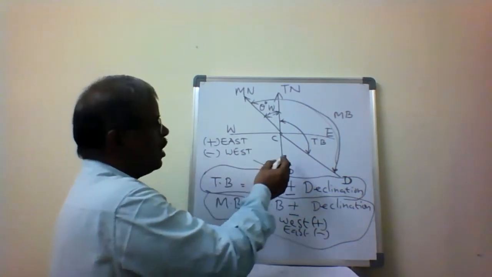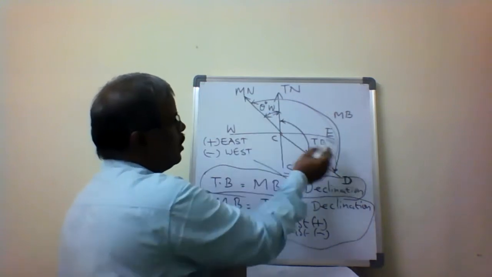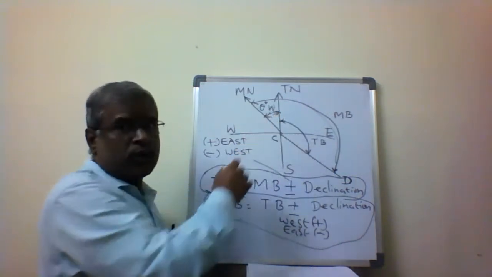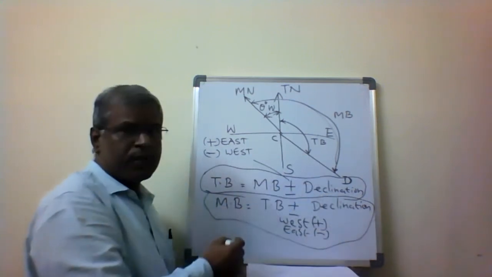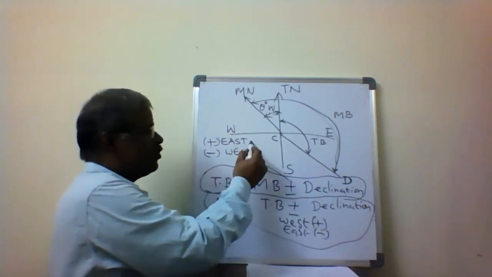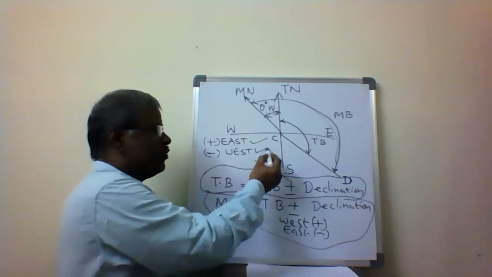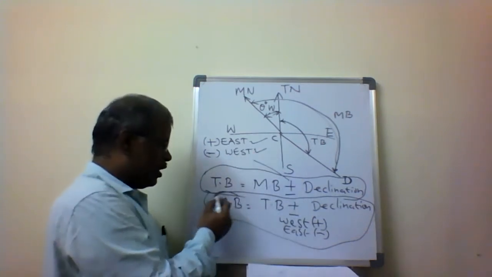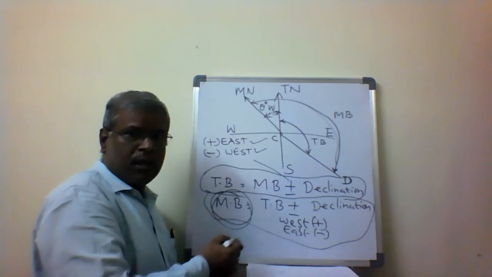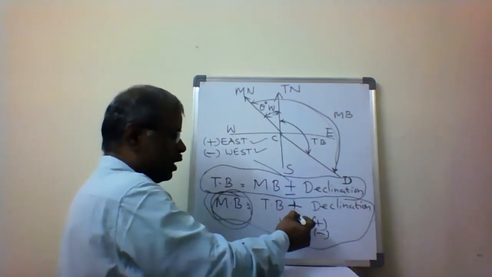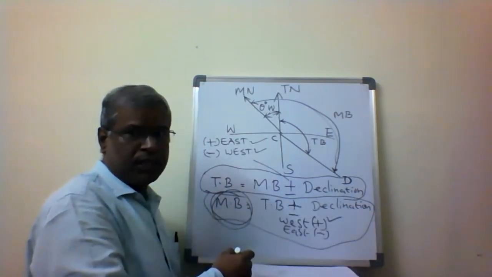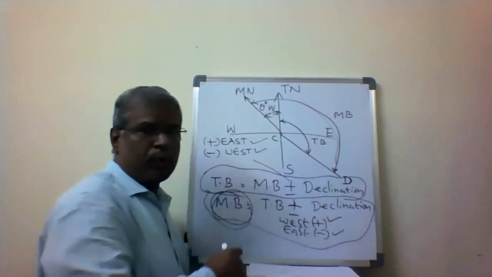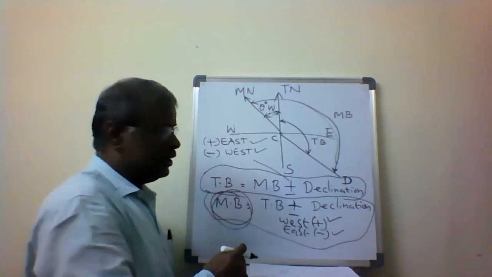So to get the true bearing, it is the magnetic bearing minus the westward declination. That's why we use the minus sign. While calculating the true bearing, positive is used for east and negative for west. While calculating the magnetic bearing, the formula has plus and minus: plus is used for west declination, and minus is used for east declination.